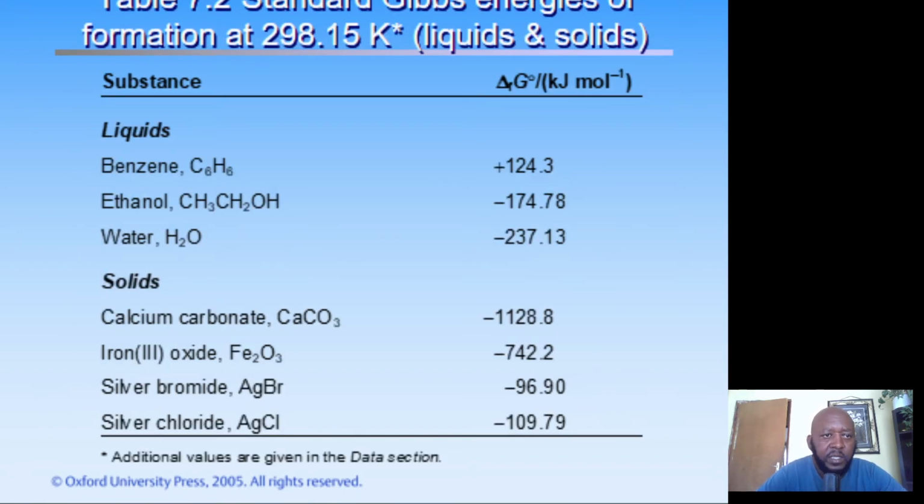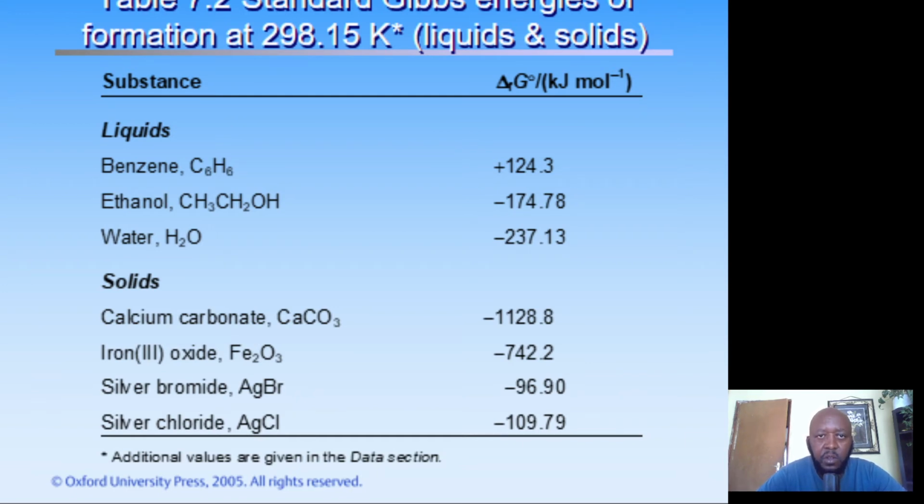When you look at other substances like liquids and solids, these values differ. For benzene, the value is positive 124.3. Silver chloride, for the solid, is minus 109.79. So this table 7.2, you don't have to cram it. All you have to do is know how to use these values.